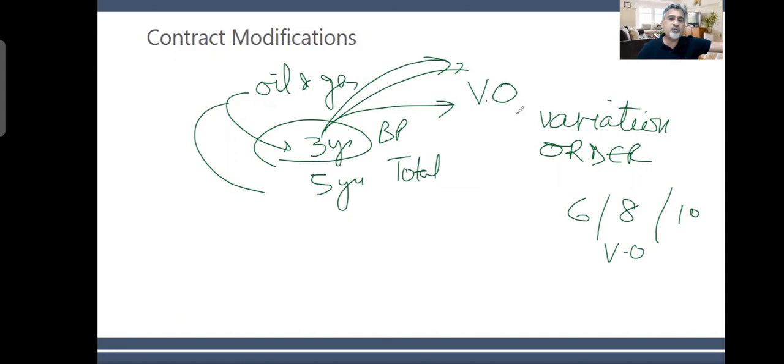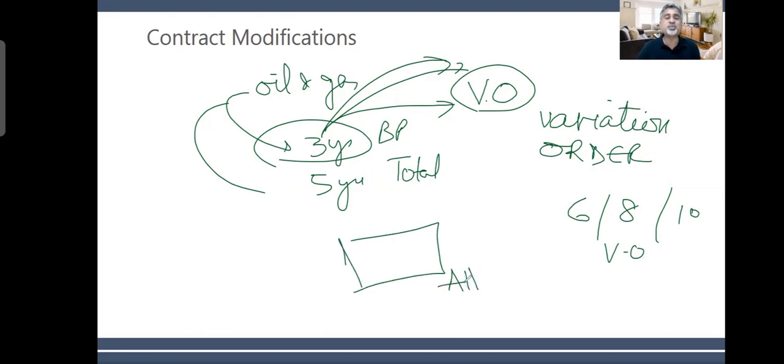And why do they do variation orders? Because it is possible that the existing contract will remain in place and we will just attach one annexure to it. It is easy from a legal point of view and from an operational point of view, because if they want to make a new contract, then that is a long process.